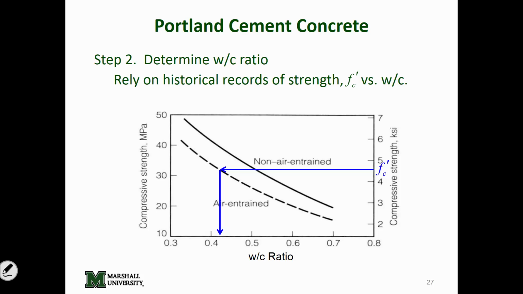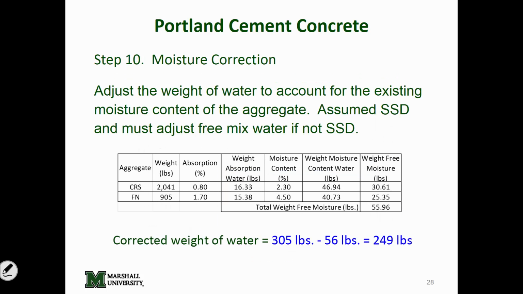It's from your historical records, what you produce historically. So when somebody else later on says, I want 5,000 PSI strength, 5 KSI strength, you can come in with a 5, go across, come down. That tells you what water cement ratio you need to be using in your mix to get the proper compressive strength long term.